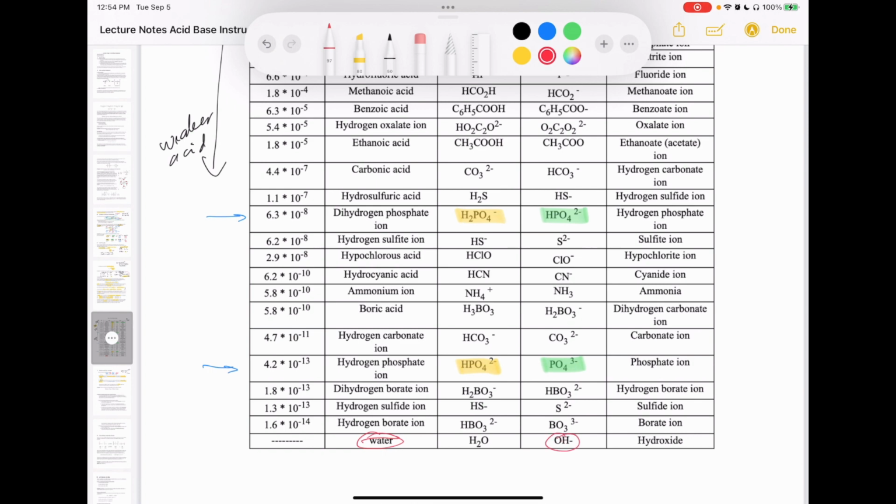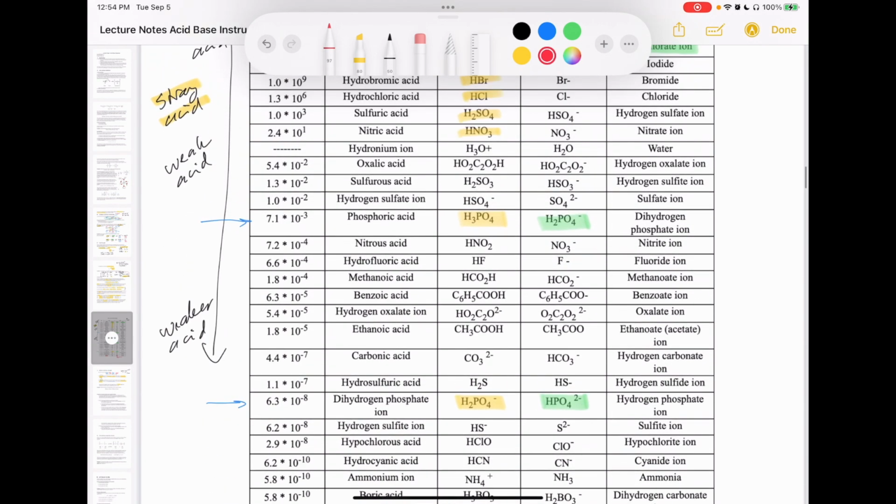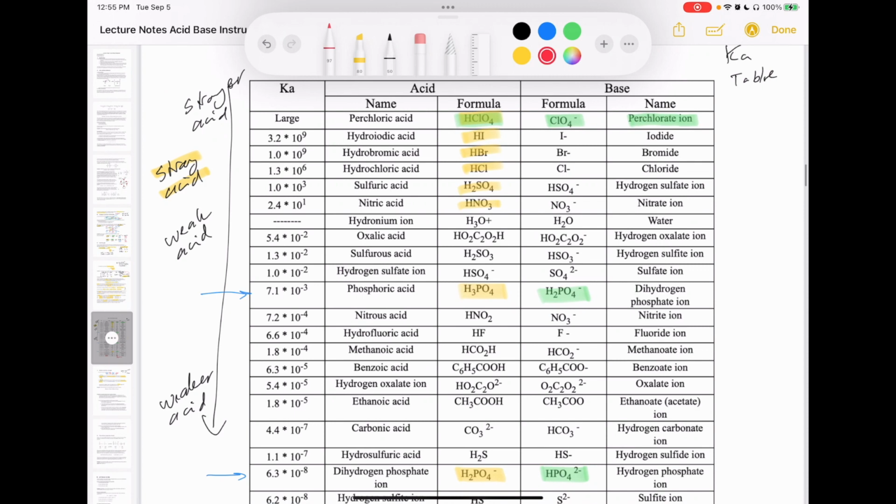OH minus, on the other hand, is the strongest base that you can have in water. Okay, as you go up, the base gets weaker and weaker as the acid gets stronger and stronger. So once you get to the point where you hit water, that's the weakest base that could be present. Anything above that actually is no longer a base. We don't call these guys bases. They're just ions at that point.